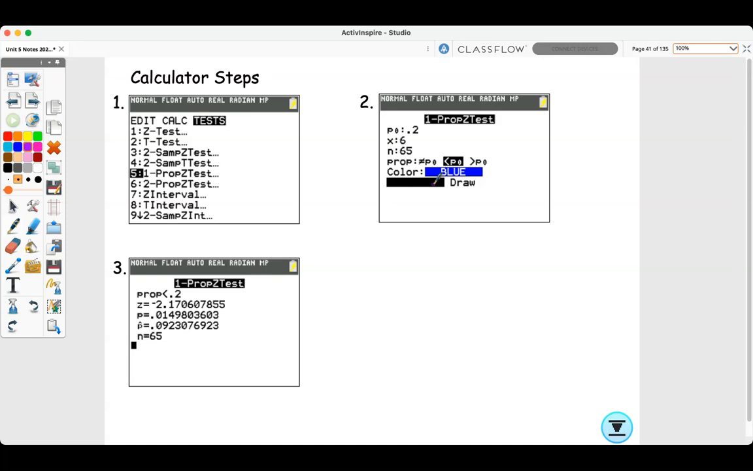That blinks on and off, so right now it's black. When you press calculate, we'll get our 1 proportion z-test for when our competing claim is less than 0.2. It gives us our z-value of negative 2.17, our p-value, which is 0.01498, and our p hat of 0.092. And it gives us our n of 65. We found that using our calculator, but you can also find it using the formula here. So our z, our standardized score, is negative 2.17.